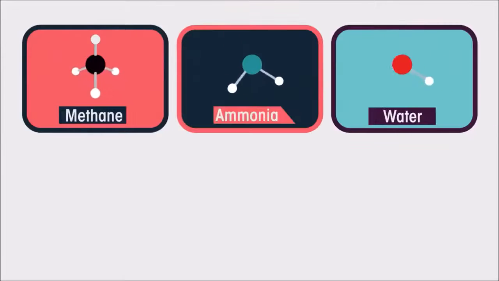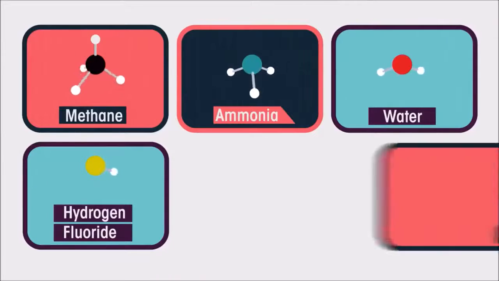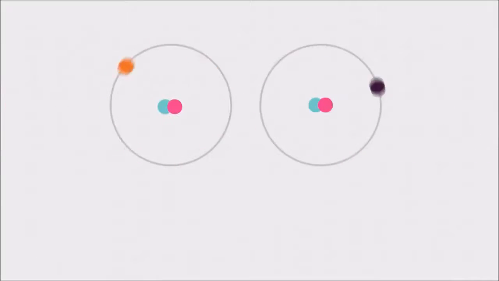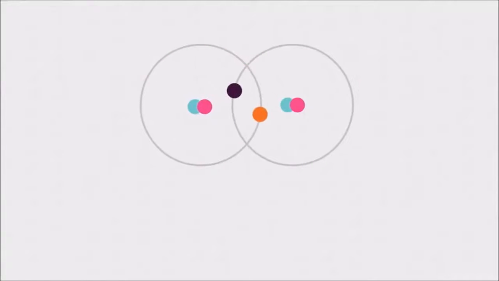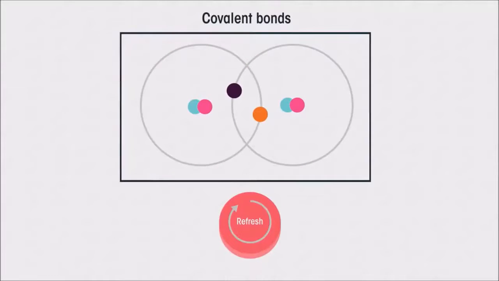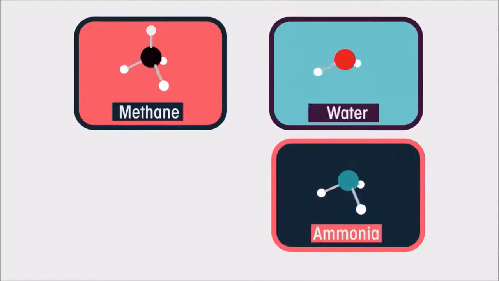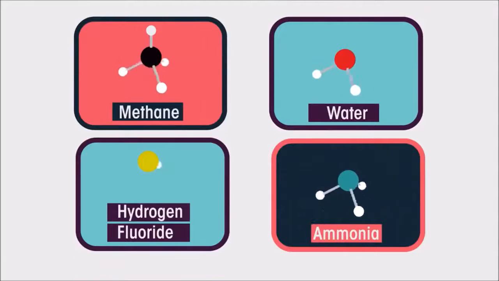Methane, ammonia, water, hydrogen fluoride and ethanol. You should already know what covalent bonds are and how they form. If you need to refresh, you might want to watch our video, Covalent Bonds, before you continue. So what are methane, ammonia, water and hydrogen fluoride, and why are they special?